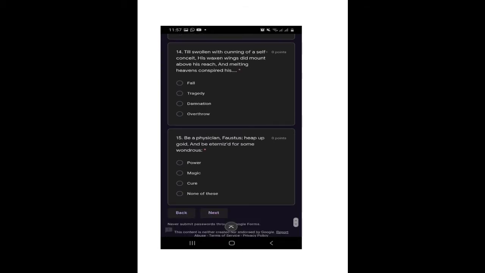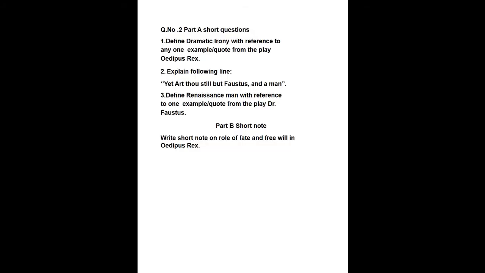And now 14th one. Till swollen with cunning of self-conceit, his waxen wings did mount above his reach, and melting heavens conspired his. So the option is overthrown. 15th one. Be a physician, Faustus, heap up gold, and be eternized for some wondrous. Option is cure here.